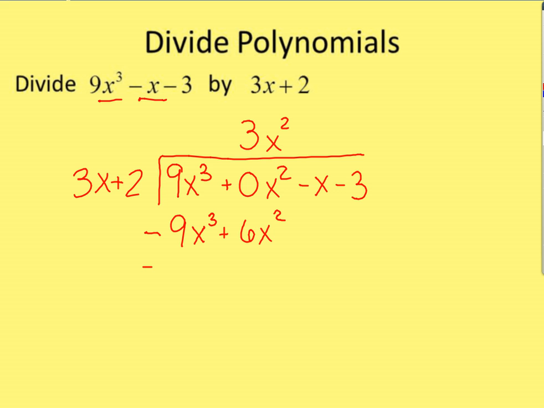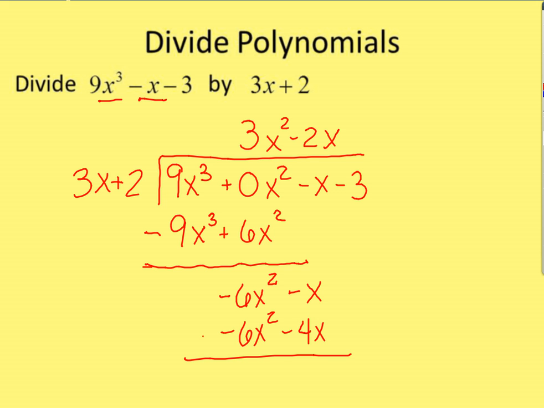We are subtracting down. So 9x cubed minus 9x cubed will give us 0. Those cancel. 0 minus 6x squared will give us a negative 6x squared. Bring down your next piece. We're going to bring down that negative x. Now what do we multiply 3x by? So it becomes a negative 6x squared. We're going to need to multiply by an x. And to multiply 3, so it looks like negative 6, I'd have to multiply by a negative 2. So negative 2x times 3x will give us a negative 6x squared. Negative 2x times positive 2 will give us a negative 4x.